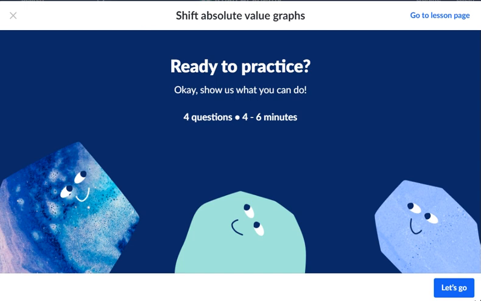Absolute values and piecewise functions, shift absolute value graphs.